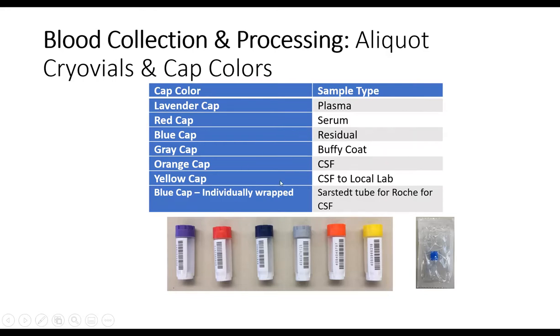There are residual tubes that are blue capped, and that's for all sample types. We'll explain a little more about what a residual is a little bit later. The buffy coat samples go into the gray cap cryovials. The CSF samples that come back to NCRAD go in the orange cap cryovials, and the yellow cap cryovial is for CSF to go to your local lab.